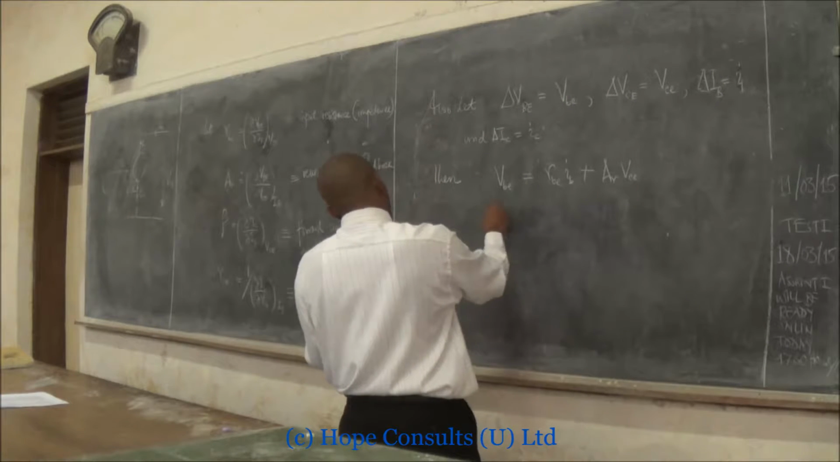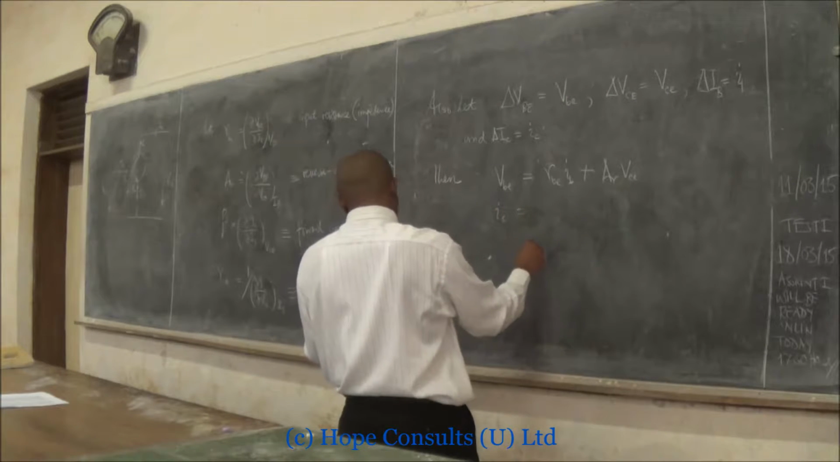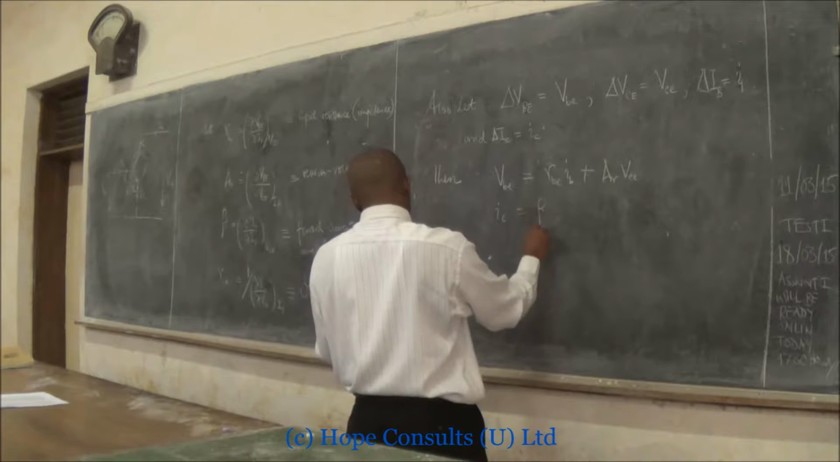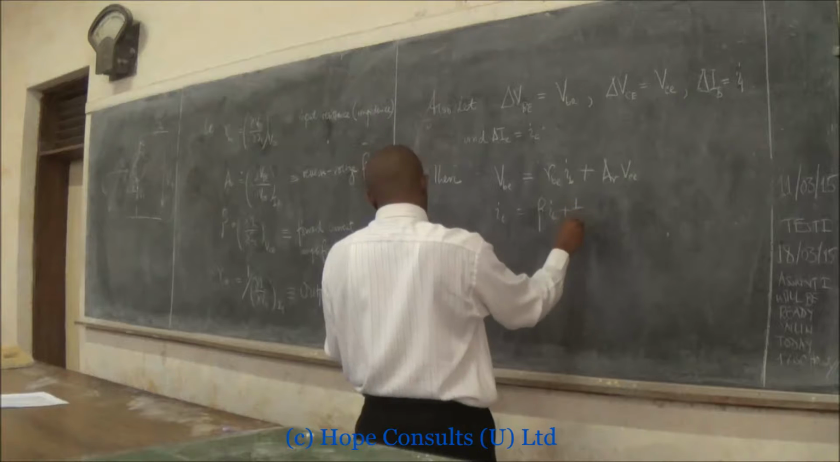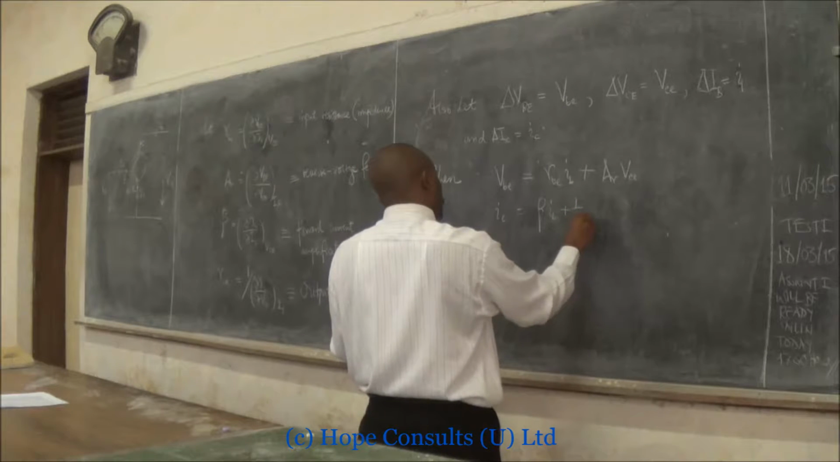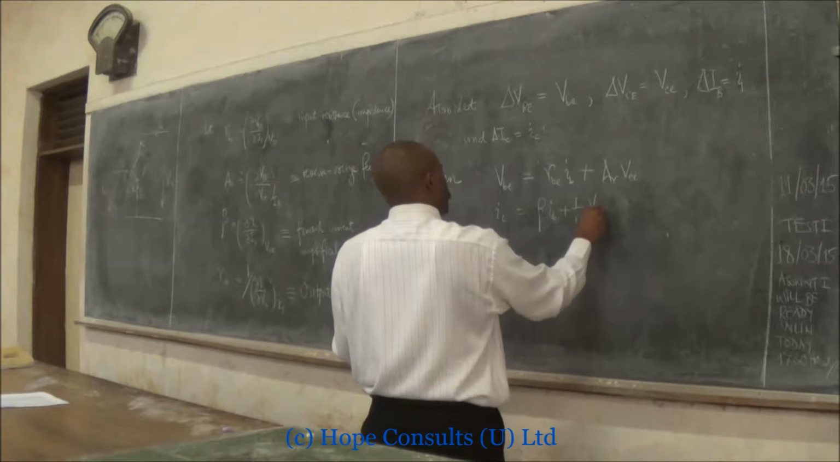Then we will have our IC equal to beta IB plus 1 over RCE.